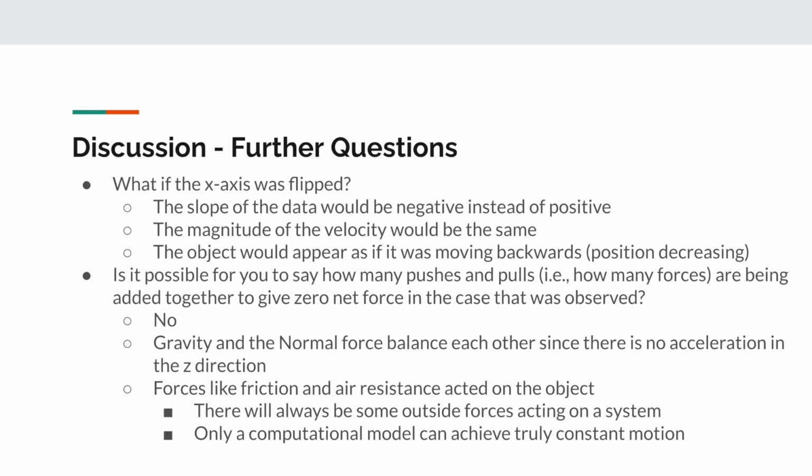Lastly, let's explore some additional questions. If we flipped the x-axis, the velocity would be negative, but the magnitude would remain the same. Can we determine the exact number of forces acting on the object? The answer is no. We know that gravity and the normal force cancel out, since there's no acceleration in the z direction. However, external forces like friction and air resistance always play a role.